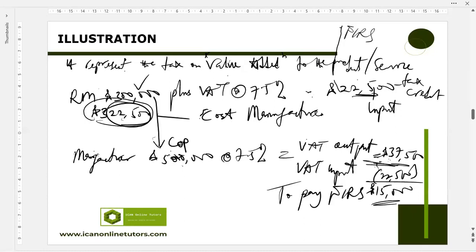Now another question I want to ask is, what if the input VAT is more than the output VAT? In that case, you cannot charge more than the output VAT. So if your output VAT is 37,500 and you have input VAT of maybe 500,000 naira, or let's say 100,000 naira, you can only charge that 37,500. Any input VAT that is yet to be offset against that output will be carried forward. What this means in most instances is that probably you have not realized all your sales.